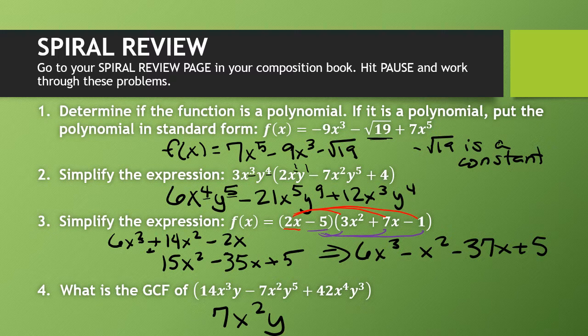Number 4, what is the greatest common factor, or GCF, of this polynomial? Remember, numbers with numbers and letters with letters. So if you take 14, 7, and 42, the greatest common factor of those 3 numbers is 7. And then take the smallest power of every letter. So we have an x squared here, and that's the smallest power of x. And you have a y here, and that is the smallest power of y.